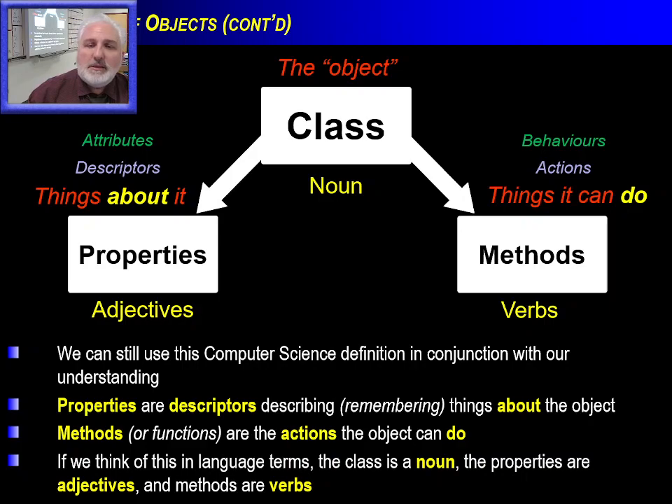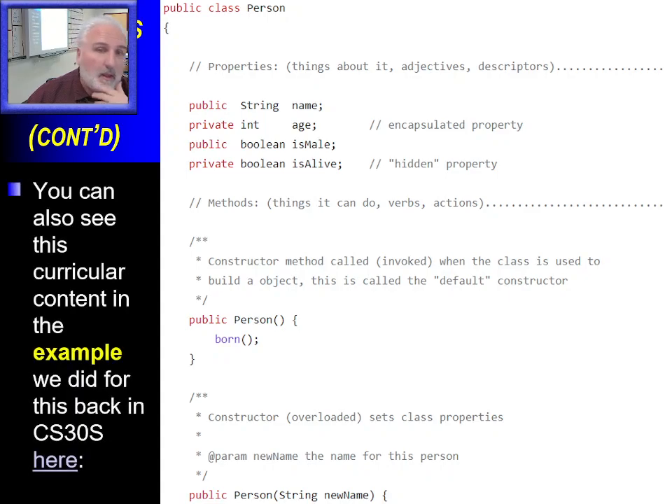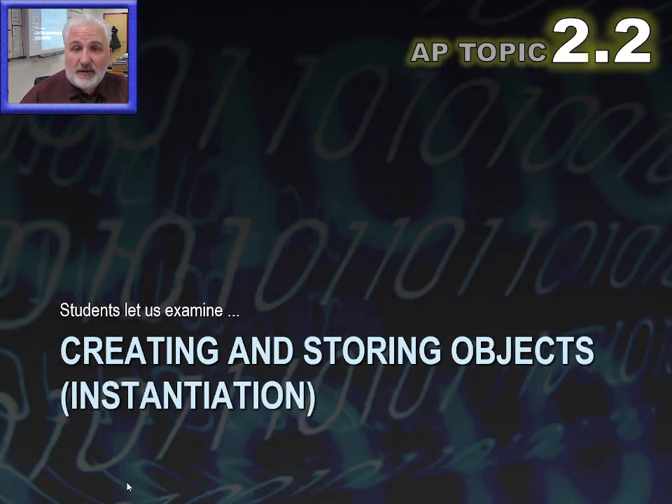Okay? So that's a way you can go a little bit deeper into the concept of a class. A class is a collection of properties and methods. Properties are things about it. Methods are things it can do. Okay, you can also see this. Okay. So, you can find an example of working with classes in the 30S. We certainly worked on it there. We certainly started building classes and then expanding on the concept.